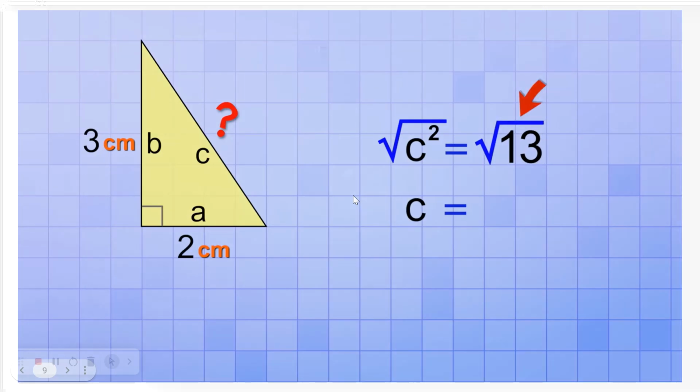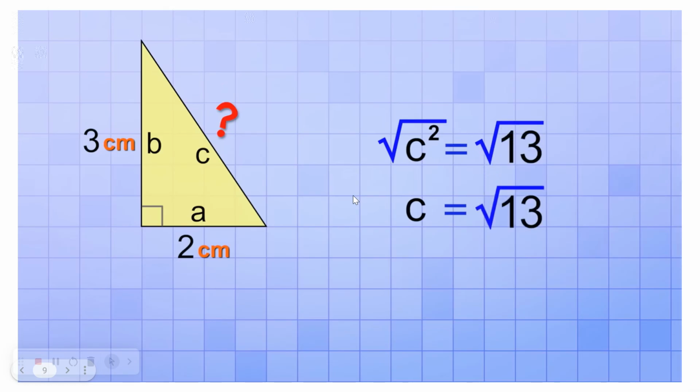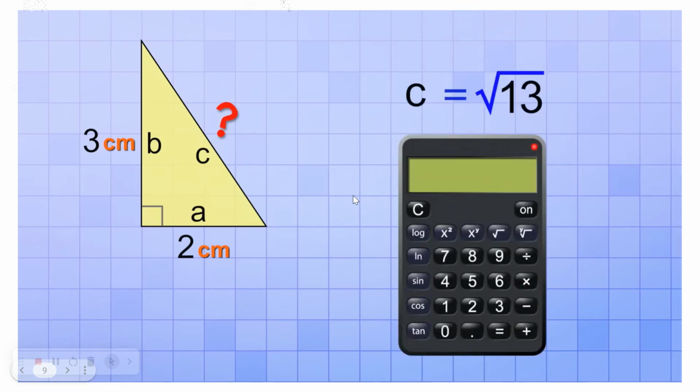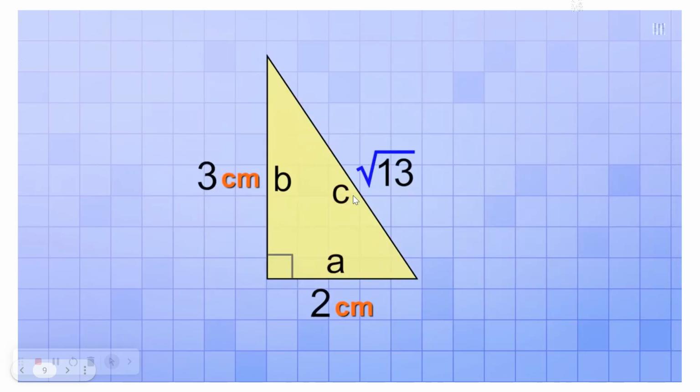It's not a perfect square, so it's going to be a decimal and probably an irrational number. But that's okay, because it's fine to just leave our answer as the square root of 13. Sure, you could use a calculator to get the decimal value if you really need one, but in math it's very common to just leave square roots alone unless they're easy to simplify. So the sides of this right triangle are 2 centimeters, 3 centimeters, and the square root of 13 centimeters.